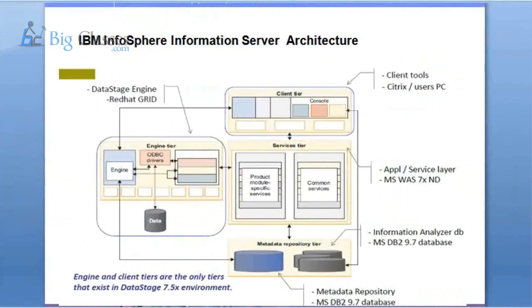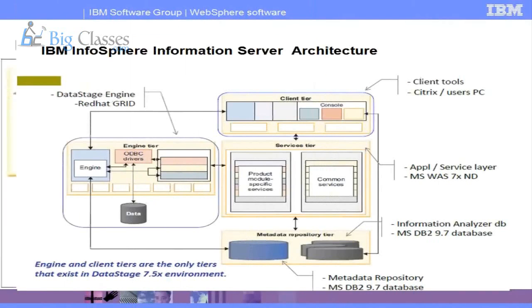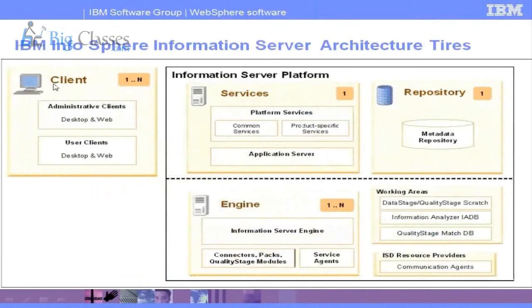If you see in the architecture, you can understand completely how a connection works. This is the client side. In the client side, we'll have the administrator client and the desktop user client. After I develop one DataStage job in the user client, when I submit the run button, a request will come to the services tier first. From the services tier, the request will come to the engine, and in the engine, your job will execute.